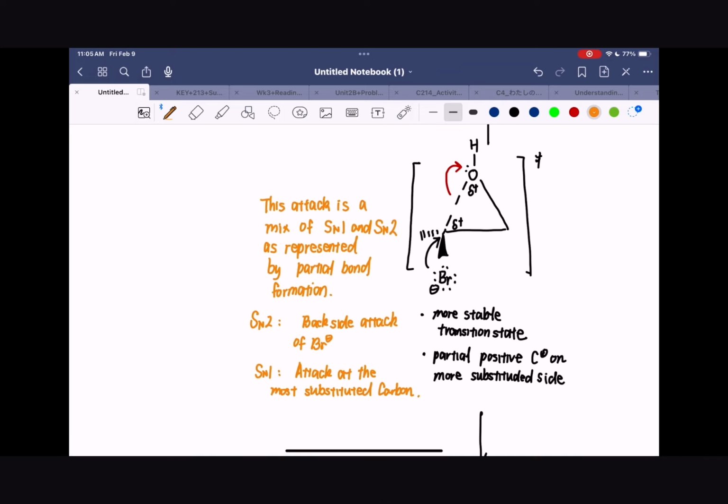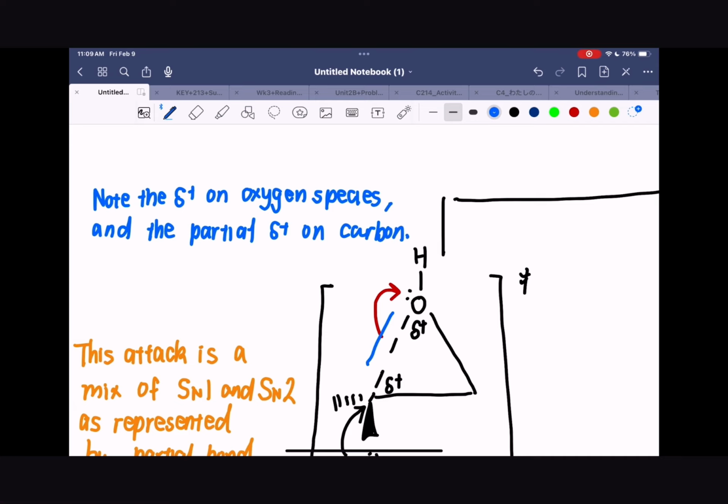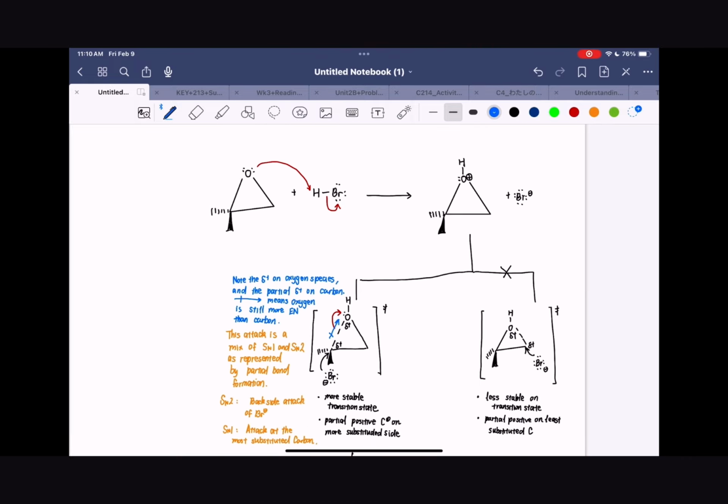Note that the nucleophilic substitution in the epoxide ring opening under acidic condition is in between SN1 and SN2 mechanisms, since while the backside attack by bromide is a characteristic of SN2, attacking at the most substituted side is a characteristic of SN1. Also note that while there is a partial positive charge on the oxygen during the transition state, the oxygen is still more electronegative and pulls electron density away from carbon, as indicated by the polar arrow.